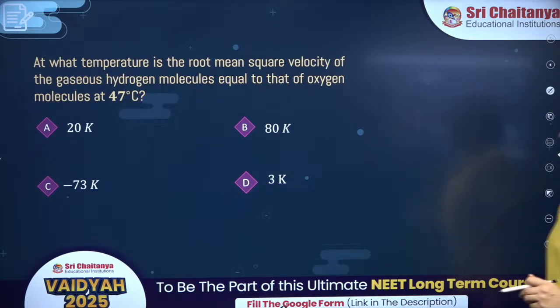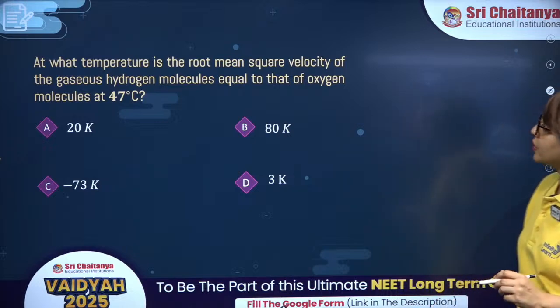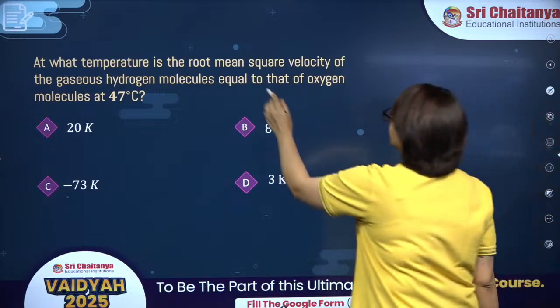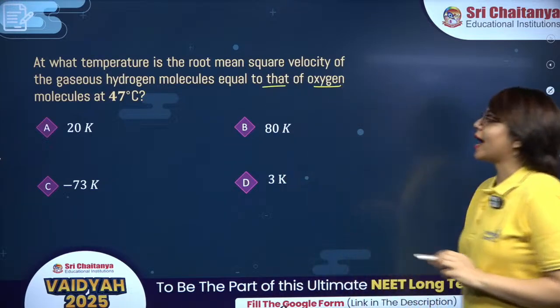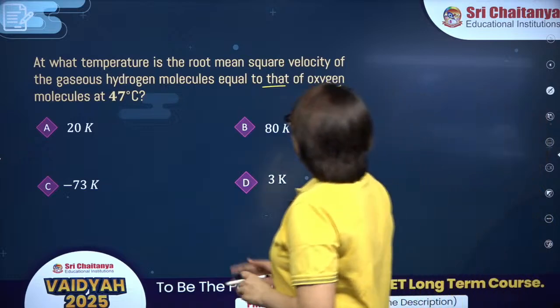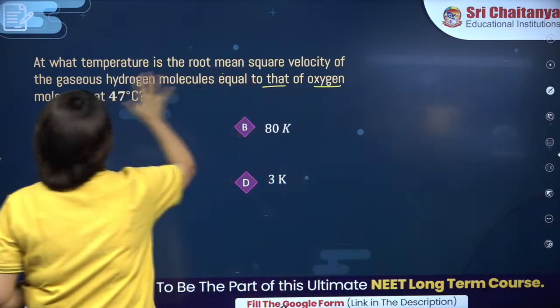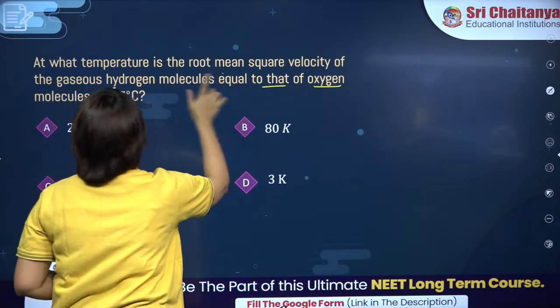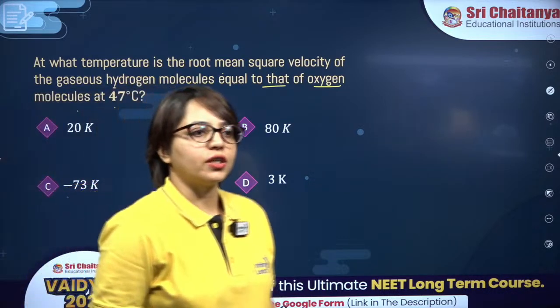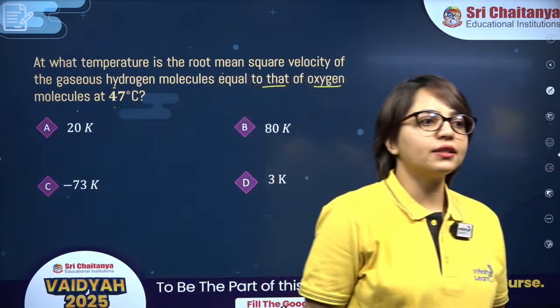Alright, next is this one. At what temperature is the root mean square velocity of the gaseous hydrogen molecules equal to that of oxygen molecules at 47 degrees Celsius? You have to find the temperature at which the RMS speed of the hydrogen molecule is equal to the oxygen molecule at 47 degrees Celsius. Try this one, come on guys.